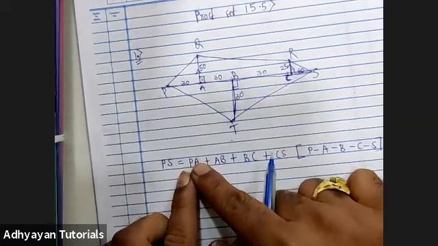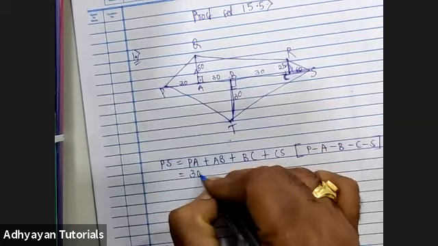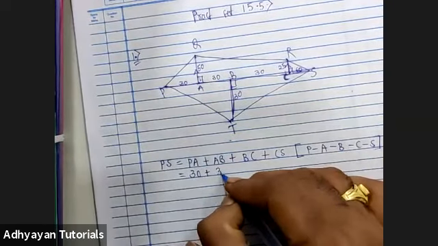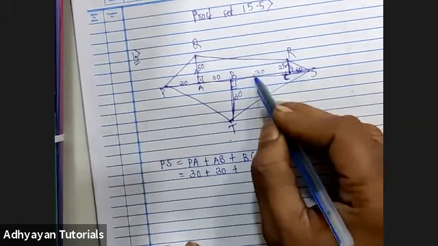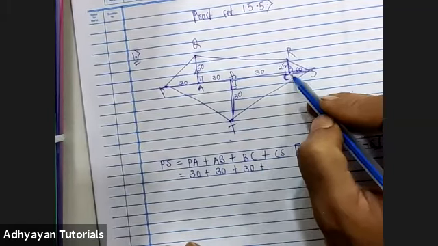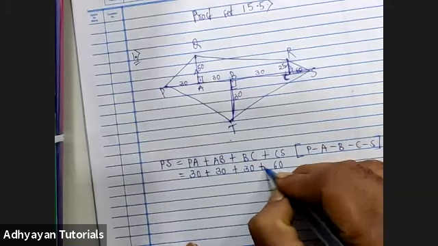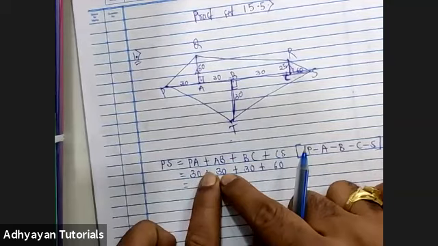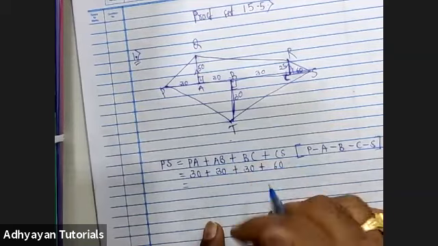Now, what is the value of PA? 30. Perfect. What is the value of AB? Again 30. Right. What is the value of BC, children? Again 30. And at the end, what is the value of CS? CS ka value 60, right? Nishita is correct. Now, adding those, 30 plus 30 is 60, right? 60 and 60 is 120. 120 plus 30 is 150.